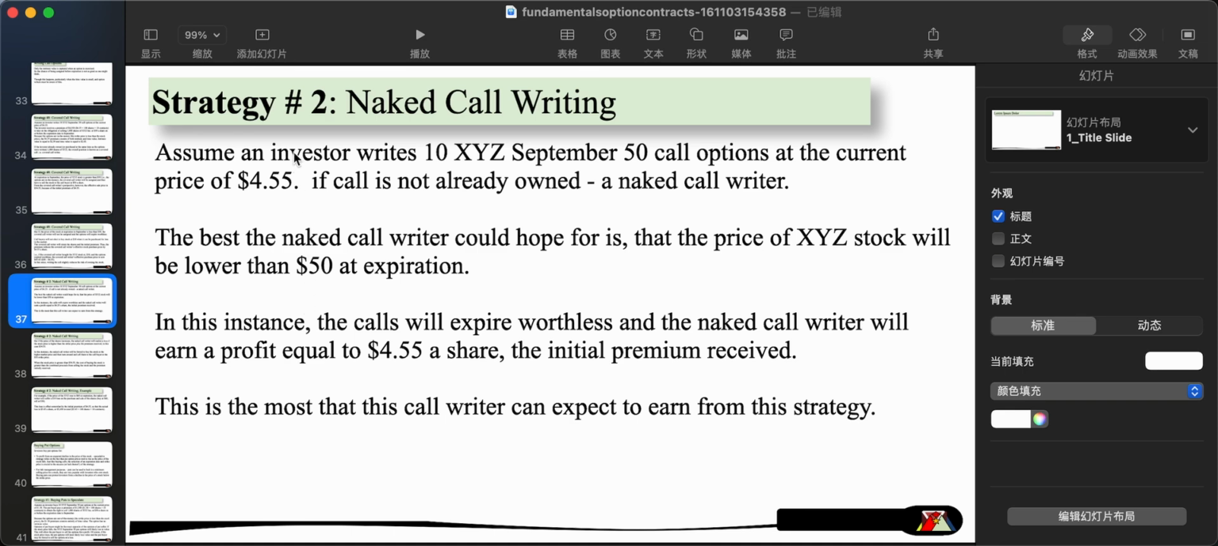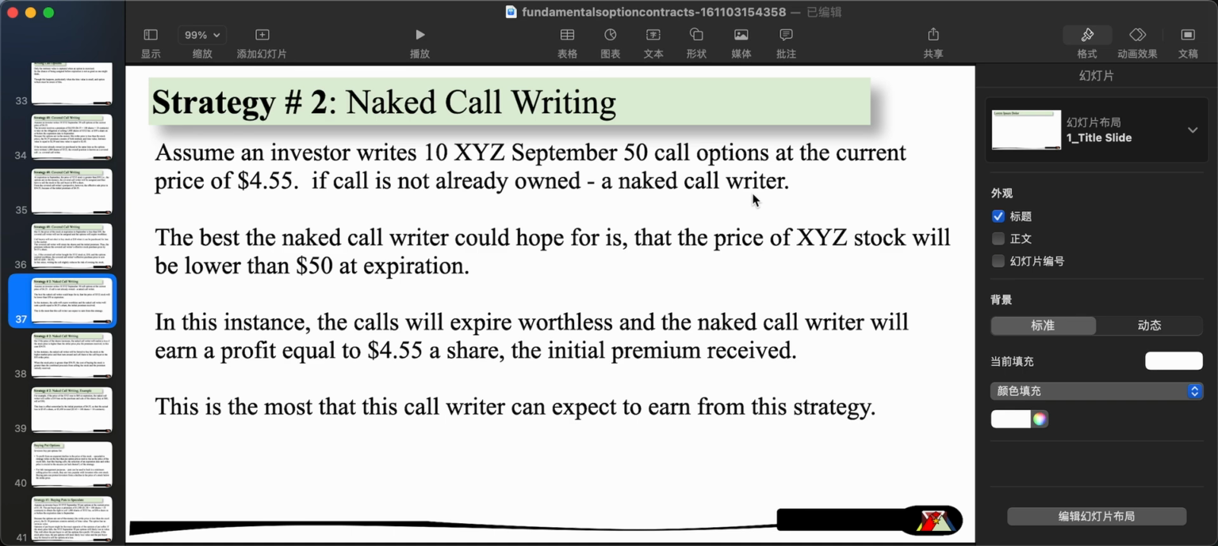Okay, so strategy number 2, naked call writing. Assume an investor writes 10 XYZ September 50 call options at the current price of $4.55. If the call is not already owned, that makes you a naked call writer, which I highly do not recommend for option beginners. That is definitely not recommended because it is really risky.